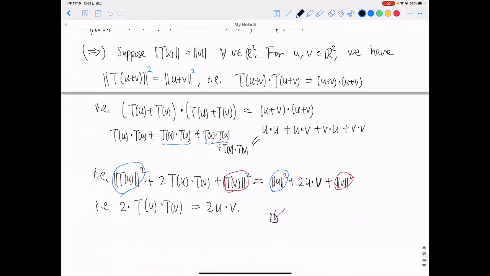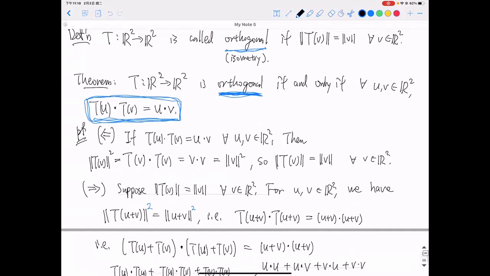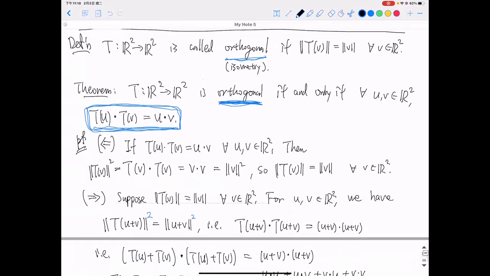All right, so this theorem here is meant to justify the use of the terminology orthogonal here, because the condition which was the defining condition is on the length, but it really is equivalent to saying that the transformation T preserves the dot product. Hence, it preserves orthogonality.